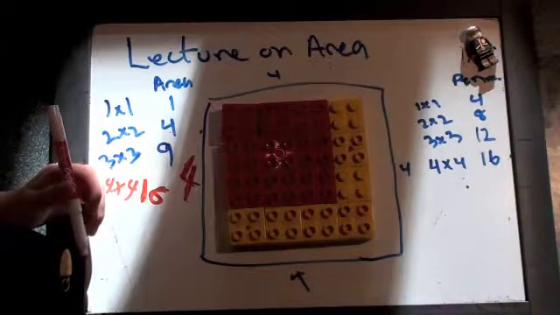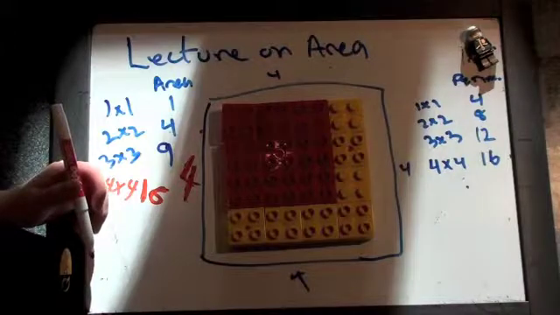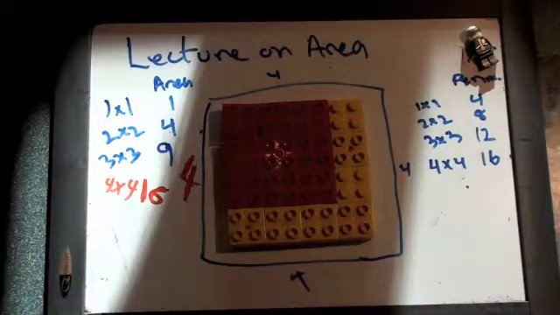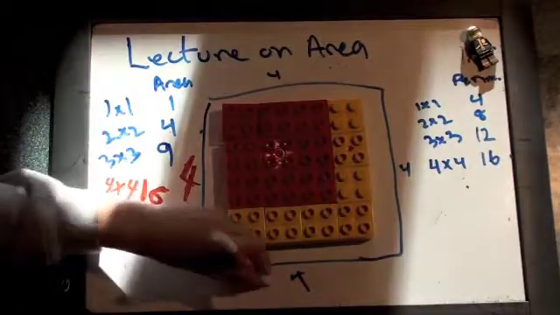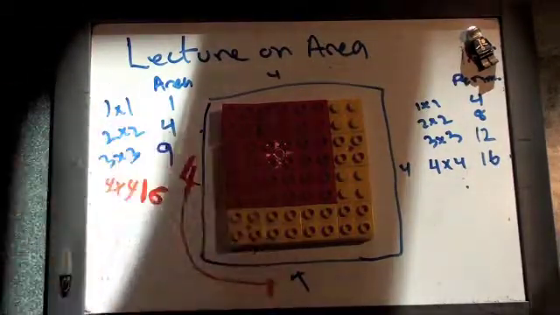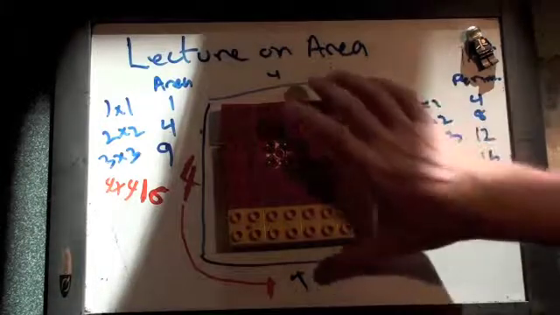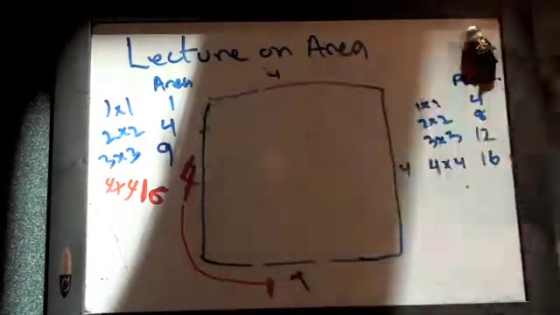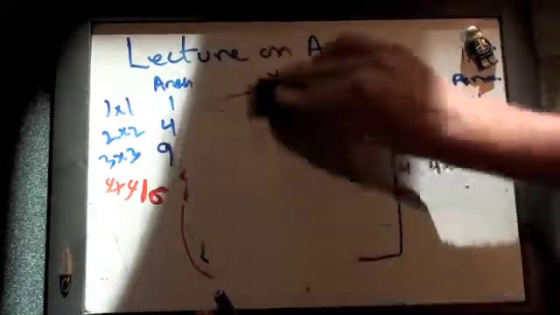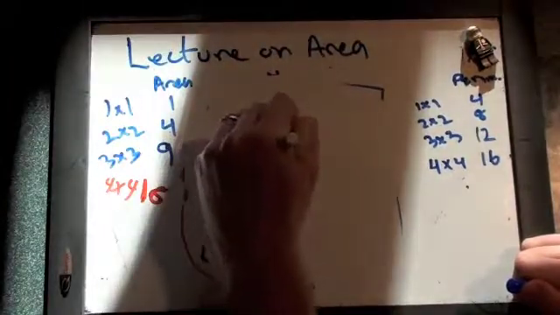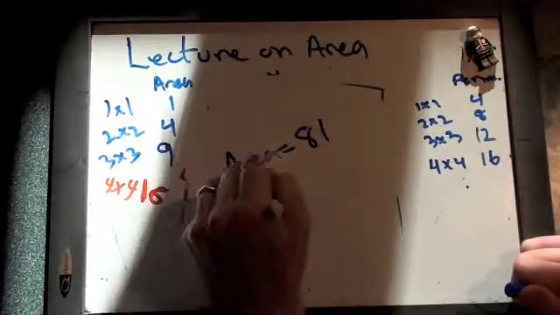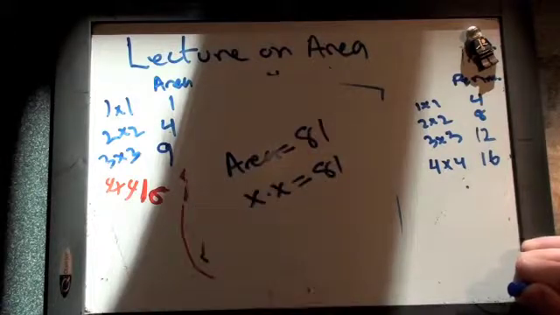Okay. So now, what if I told you a square had an area of 81? How big is each side? I don't know. Well, how do you figure it out? How do you get the area? You multiply this by that. Okay. So if the area equals 81, that means x times x equals 81.